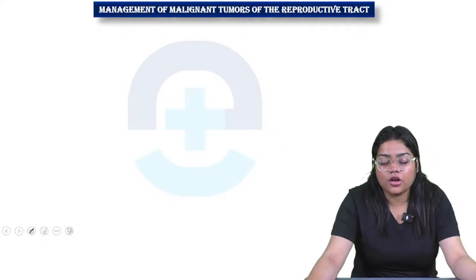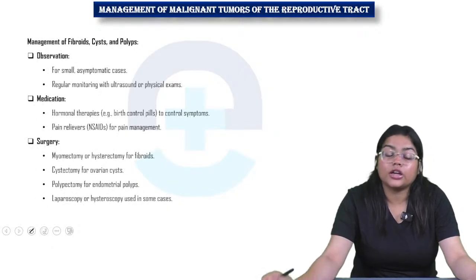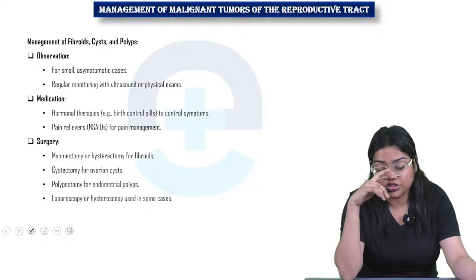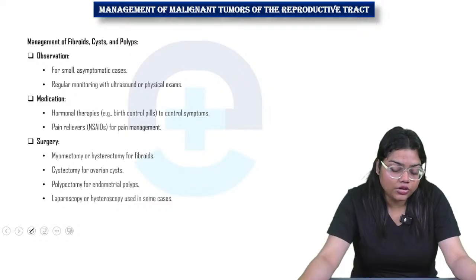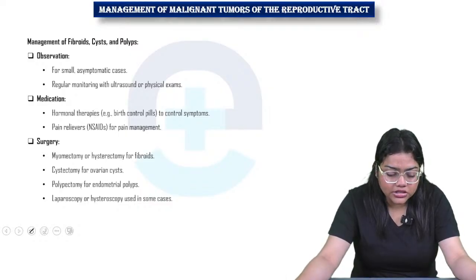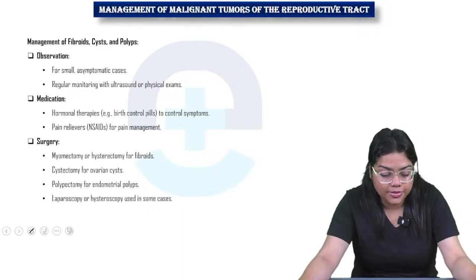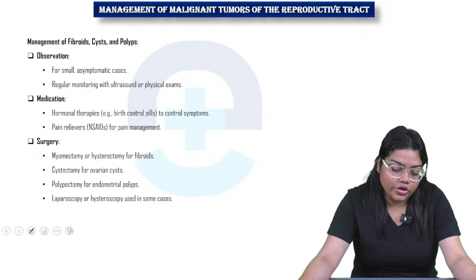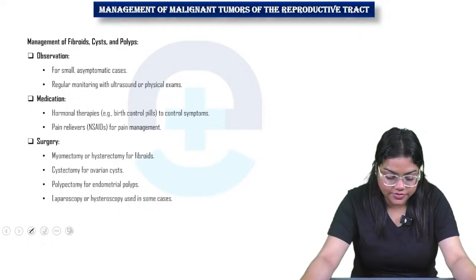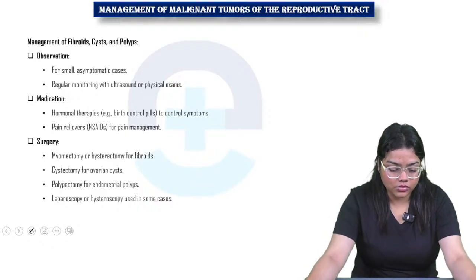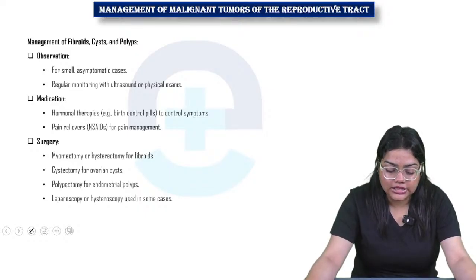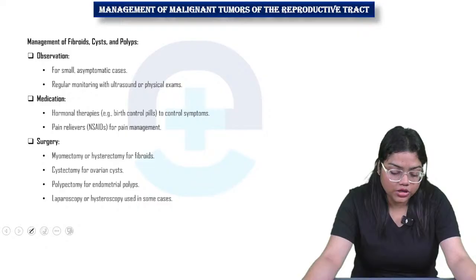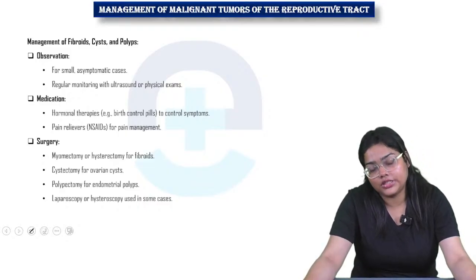Next is management of tumors of the reproductive tract. If a malignant or cancerous tumor occurs, how will we manage it? So how will we manage fibroid, cyst and polyps? The first approach is observation. For small asymptomatic cases, we have to go for regular monitoring with ultrasound or physical examination.